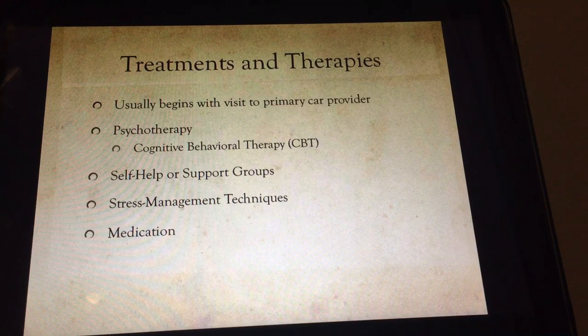Treatments and therapies. It usually begins with a visit to the primary care provider, and this is just because the symptoms often include an elevated heart rate, sick stomach, sweating. So it's just very common problems that you don't necessarily think there's something mentally wrong with you. You think there's something physically wrong with you. So you'll go to a primary care provider instead of a psychologist at first.